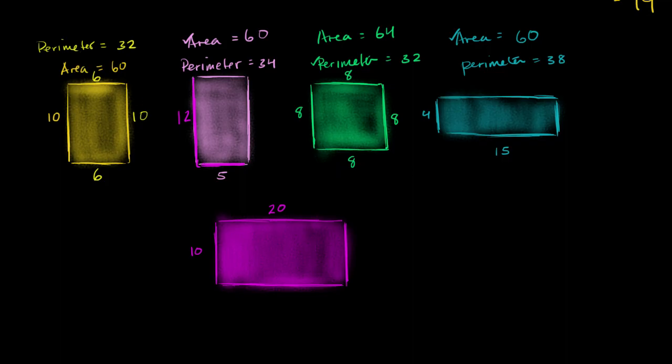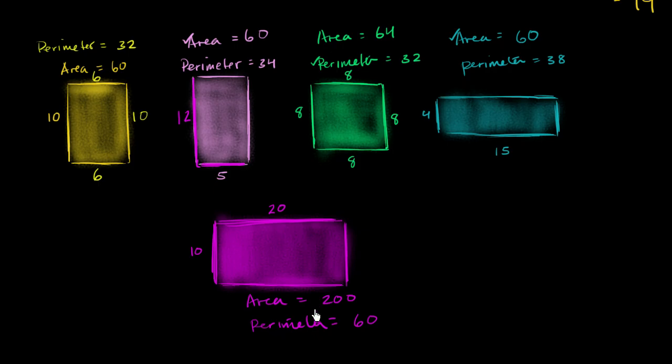Now finally, here in purple, what is the area? The area is 10 times 20, which is equal to 200. 10 units times 20 units is 200 square units. And what is the perimeter? Well, 10 plus 20 is 30, but I've just considered only two of the sides. That's only halfway around. So 10 plus 20 is 30, times 2 is 60.